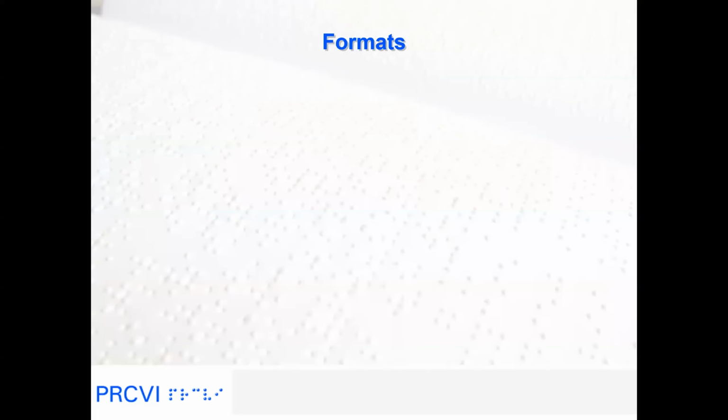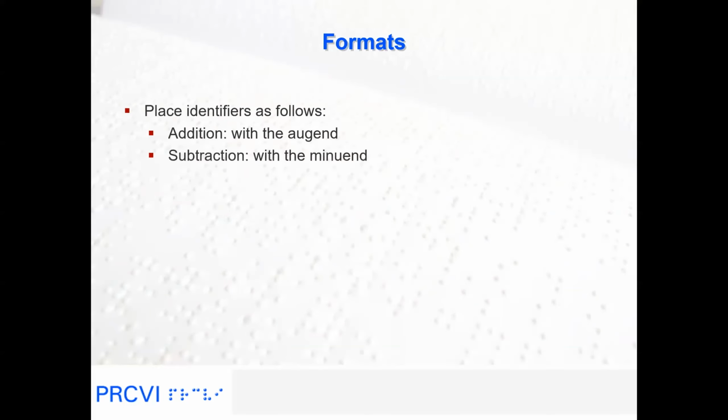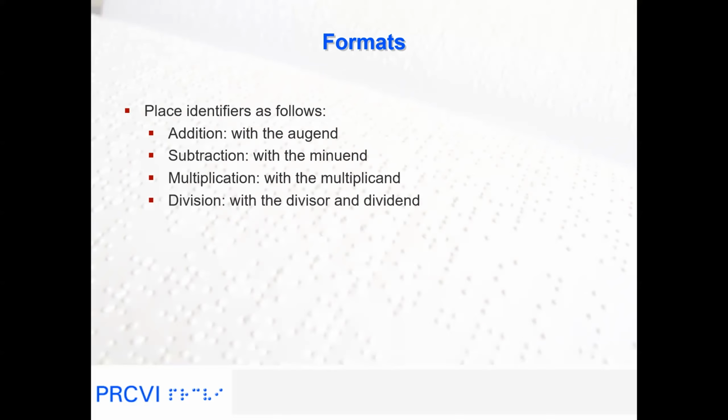Let's look at formatting of spatial arrangement in itemized material. Place the identifier or item number as follows. In addition, place the item number with the origin. In subtraction, place the item number with the minuend. In multiplication, place the item number with the multiplicand. In division, place the item number with the divisor and the dividend.